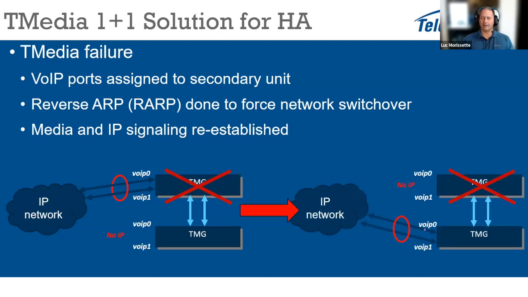However, if there is a failure of a unit, then it will switch to the secondary unit. The secondary unit will activate its ports, configure its IPs, and also send a reverse ARP to make sure that the IP network knows that the ports have changed. Here are the new MAC addresses you need to use on those ports, and this is where the traffic needs to be going. All the media and IP traffic, the signaling and everything, is reestablished automatically. So this is all automatic on a system like this.